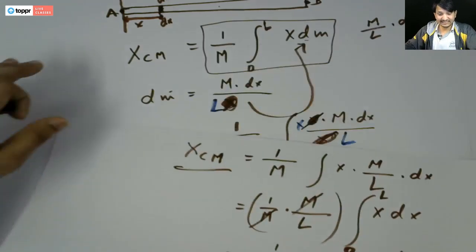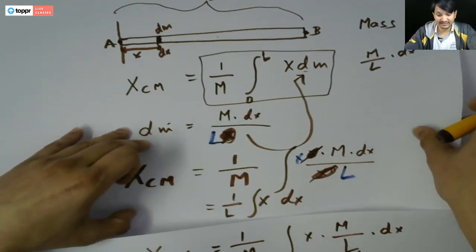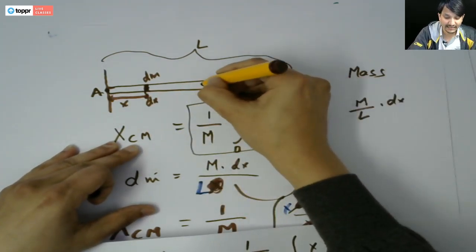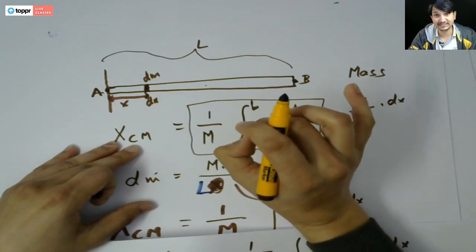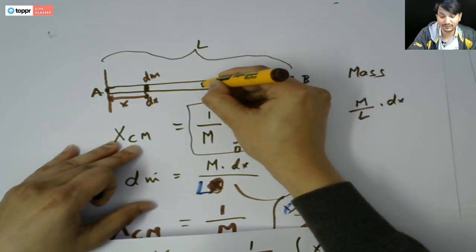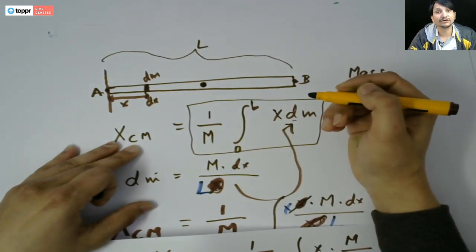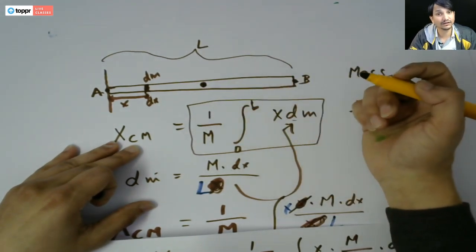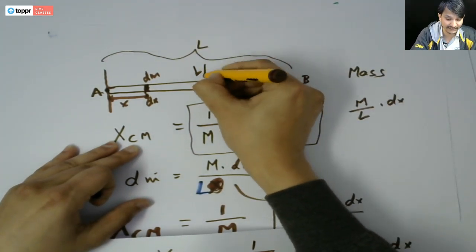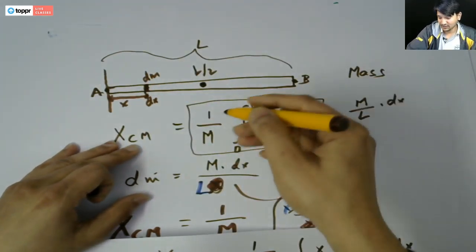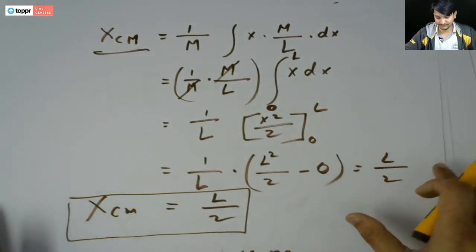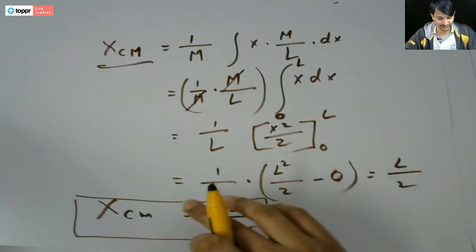Also, by symmetry you can see, since the mass is equitably distributed throughout this rod, we can say that the geometrical center of this whole body would be the center of mass of this rod, and the geometrical center is at L/2 from either end. And this is what we derived using this formula, this whole calculation.